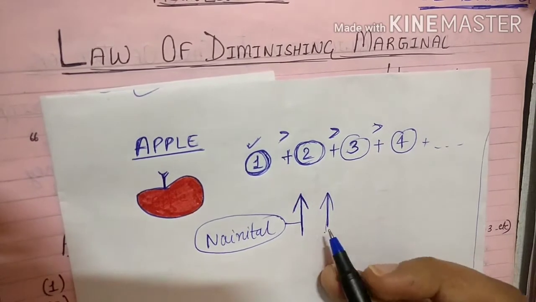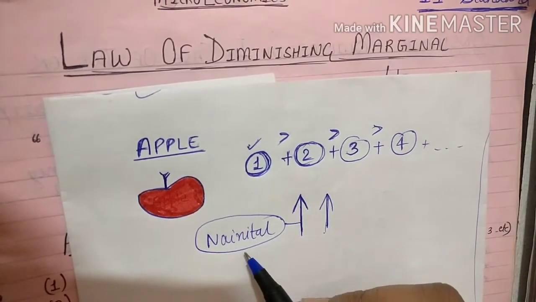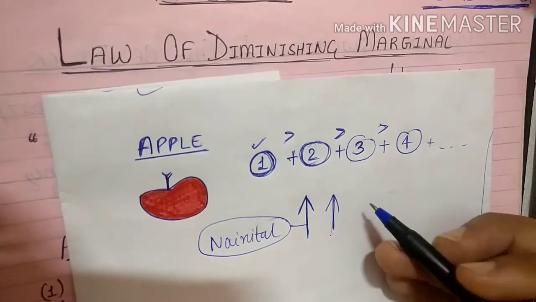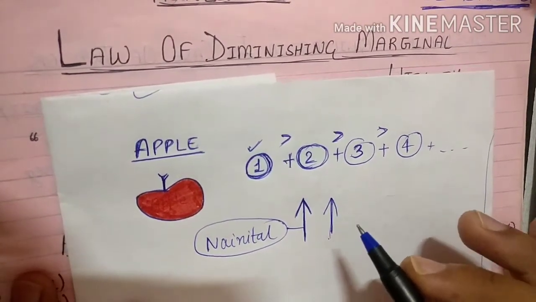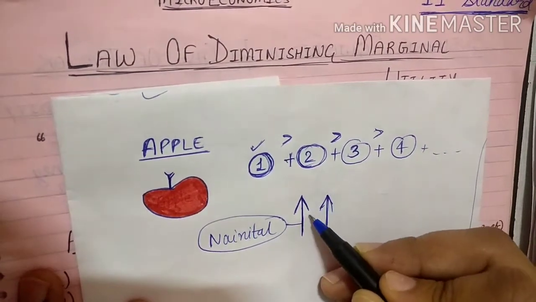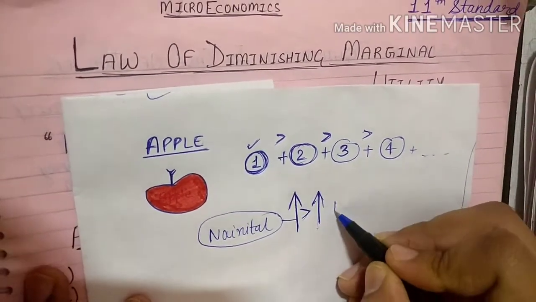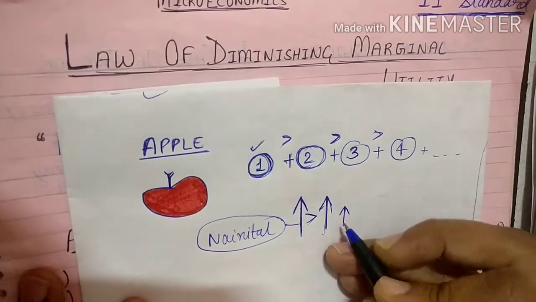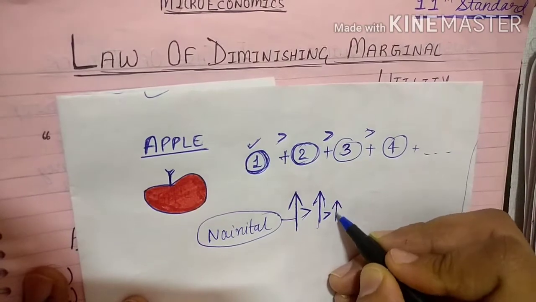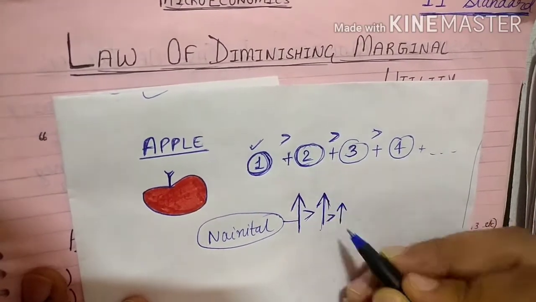Why? Because you have already visited Nainital the first time. You have seen all the places. So this time you do not feel that much excited. You are feeling good that the weather is good, but not that much. So this time the satisfaction will be less than the first time. Now the third time you again went to Nainital, and again you will get less satisfaction than the second time.